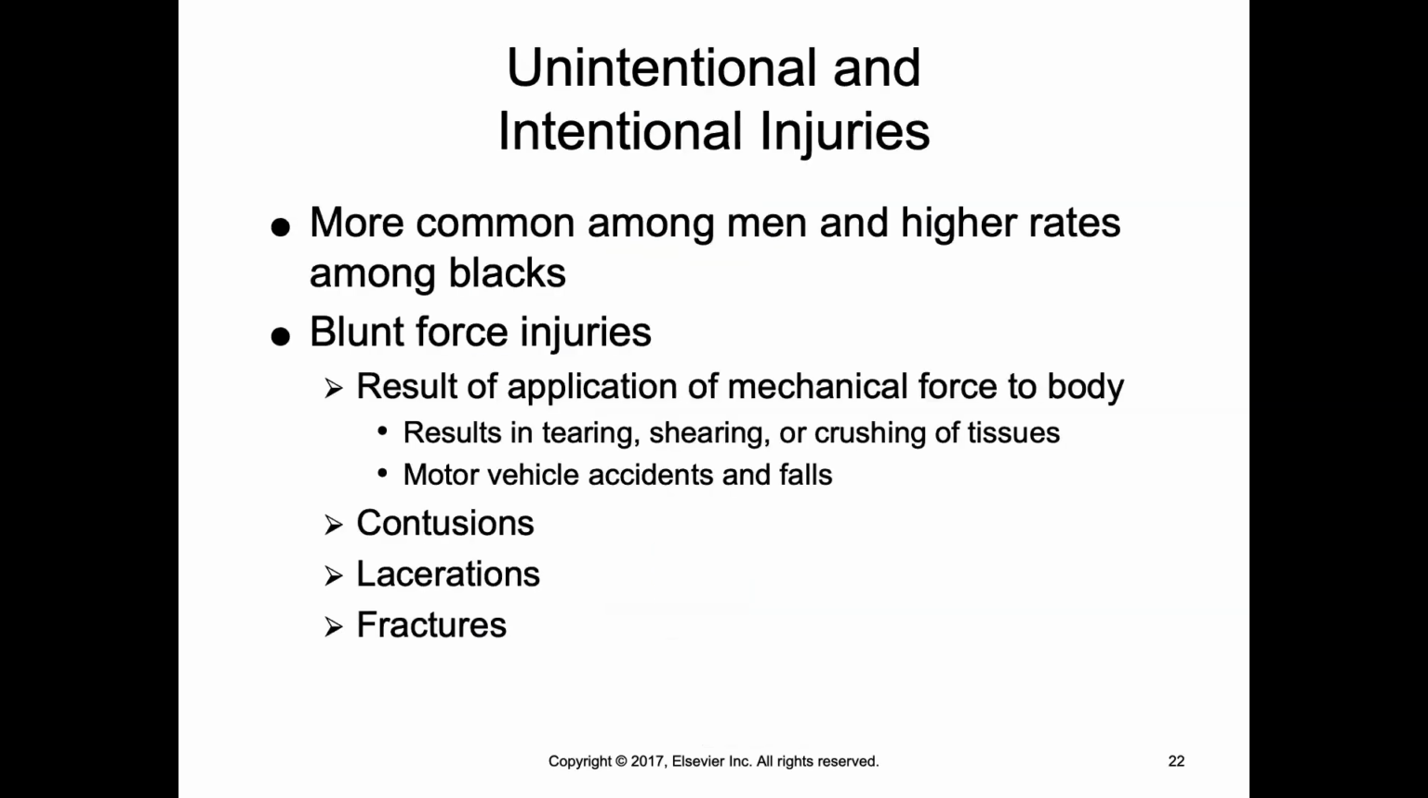Intentional and unintentional injury are more common among men and higher in African Americans. Blunt force injuries are a result of application of mechanical force to the body, resulting in tearing, shearing, or crushing of tissue. Examples include motor vehicle accidents, falls, and assaults. You can also have contusions, lacerations, and fractures. Fractures are breakage of bone, a laceration is a cut, and a contusion is a bruise.